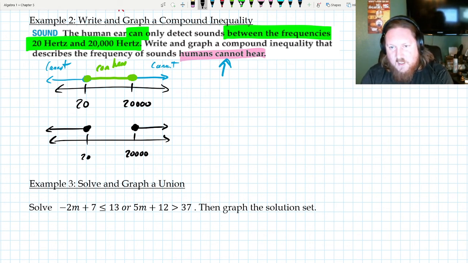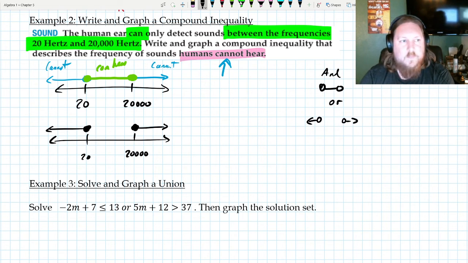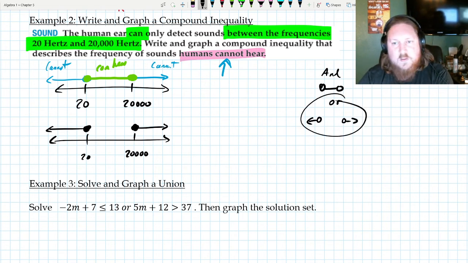But for this inequality here, which does it look like? Does it look like an "and", which I said was like the dumbbell shape, or does it look like an "or" where they're pointing away from each other? To me, it looks more like an "or" situation. So let's just call it H for hertz. I want hertz to be less than or equal to 20, or hertz greater than or equal to 20,000.